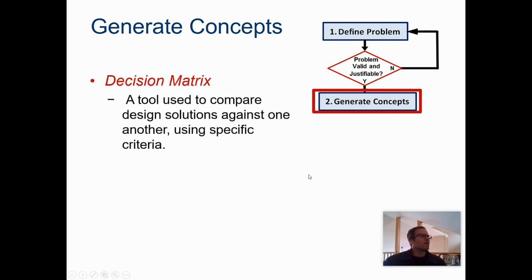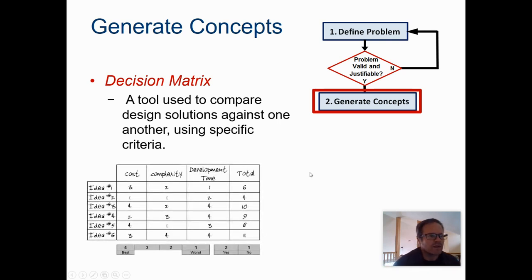Now, what is a decision matrix? It's a tool used to compare design solutions against one another using specific criteria. So a decision matrix might look something like this. Let's say this team came up with 6 different ideas to solve a problem. They might have 6 different design ideas.